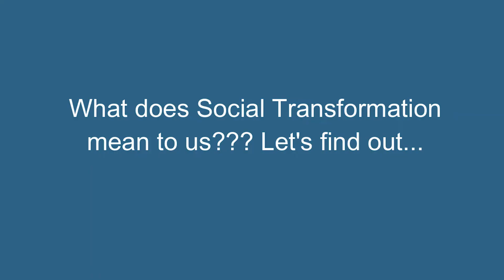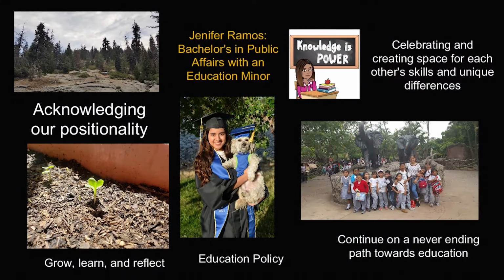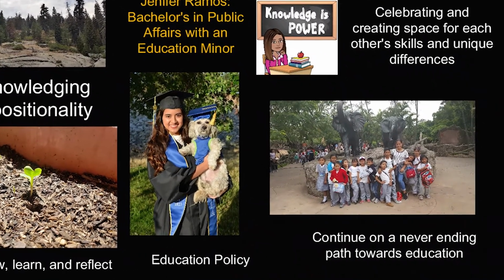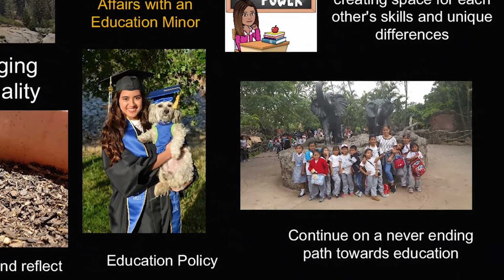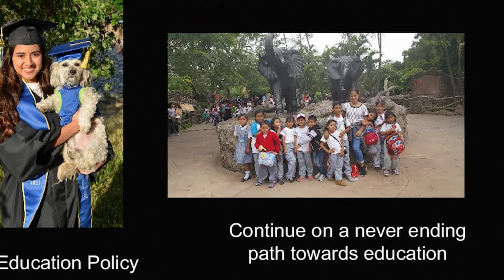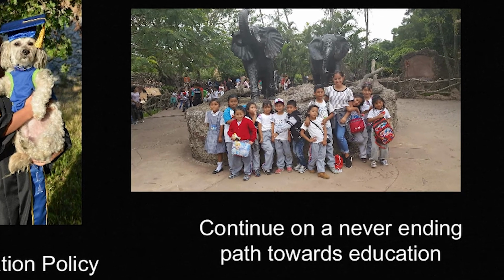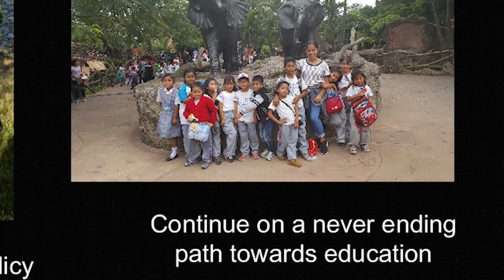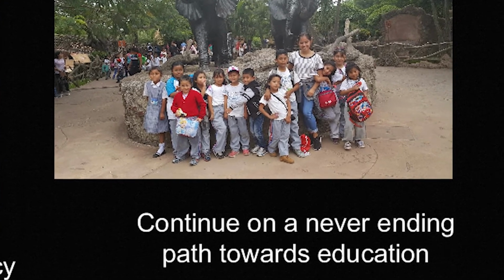Hello everyone, and for this section, we're going to be talking about what social transformation means to all of us. So let's go ahead and get started. My name is Jennifer Ramos, and I'll be earning my bachelor's in public affairs with an education minor. For me, social transformation has always meant using the knowledge and skills to advance our education and continue on a never-ending path to education. And I hope to use this to transform the world around us to create more justice and equity for all of us.